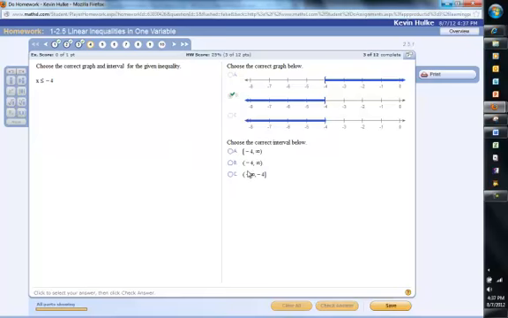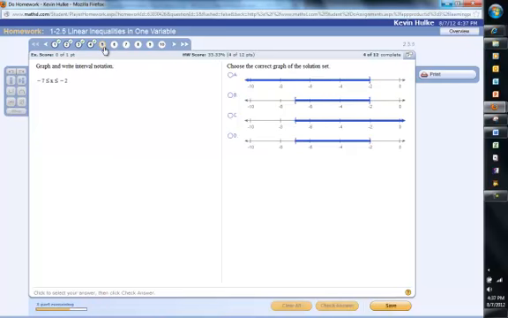And then the correct interval notation, you always go from left to right, so it starts at negative 8 and goes up to negative 4. Infinity is always a parenthesis, it's never a bracket.